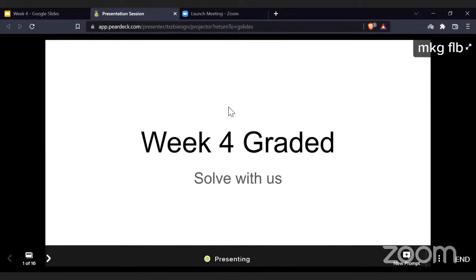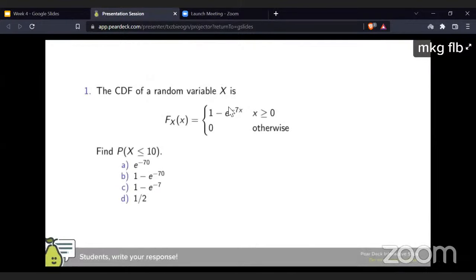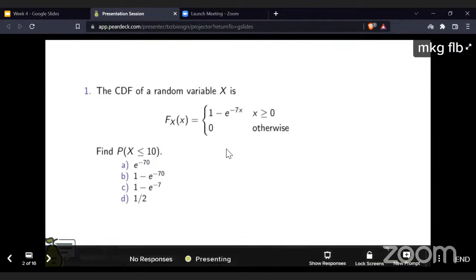We'll start with the first problem. It says the CDF of a random variable x is given and you have to find probability x less than equal to 10.